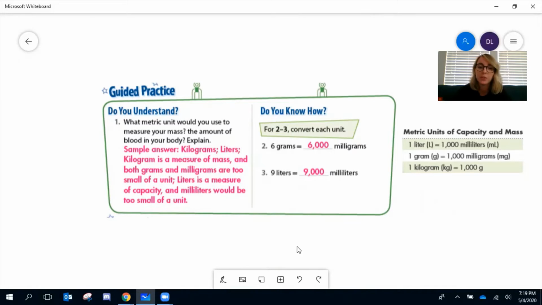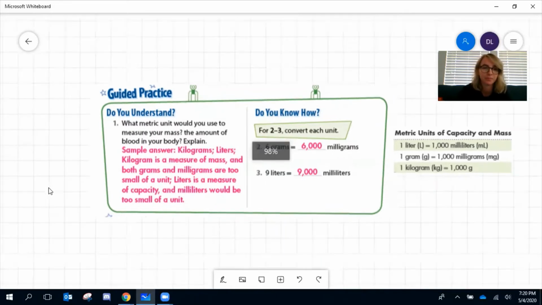If you move on to number 2, it says convert each unit. So we have 6 grams is equivalent to how many milligrams? We know that there are 1,000 milligrams in a gram, and we know that because we use the chart right here. So we need to multiply our 6 grams by 1,000, and that'll give us 6,000 milligrams. Then we have 9 liters, and we're trying to figure out the equivalent amount of milliliters. So again, we know that there are 1,000 milliliters in a liter. So we need to multiply 9 by 1,000, and we get 9,000 milliliters.